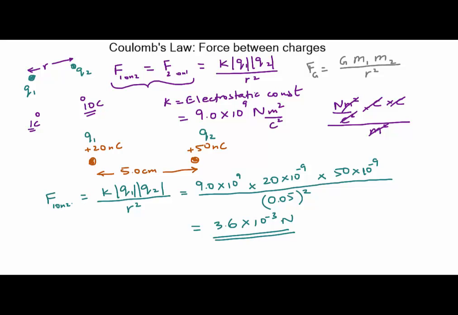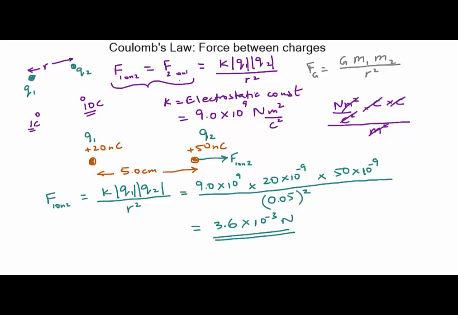Where would you show that force? This is the force of 1 on 2, so the force must begin at charge 2. And that's its magnitude, 3.6 times 10 to the negative 3 newton. What would its direction be? These two charges are positive, so they will repel each other. So charge 1 will repel charge 2, so the force should be shown like this. This is F1 on 2.